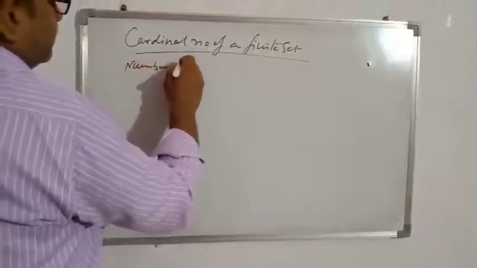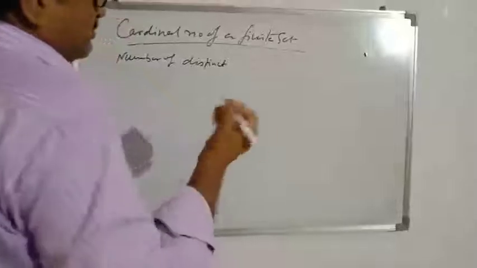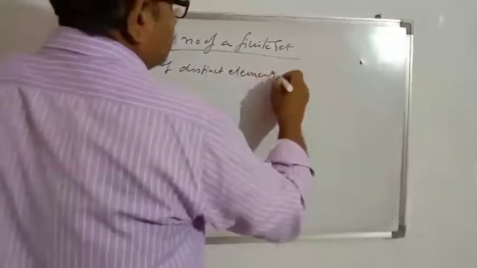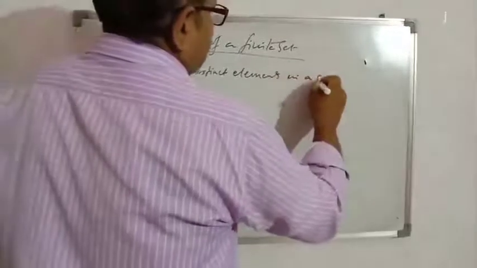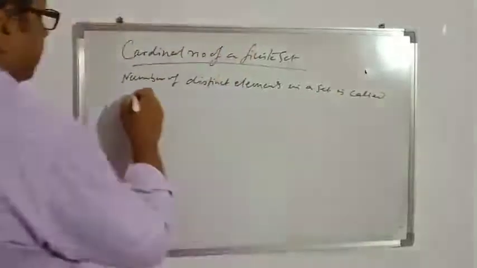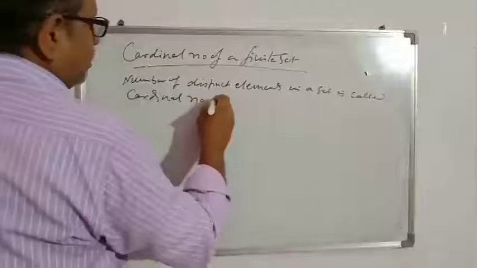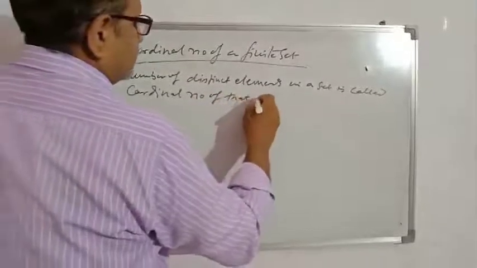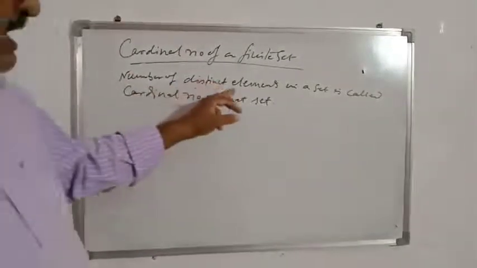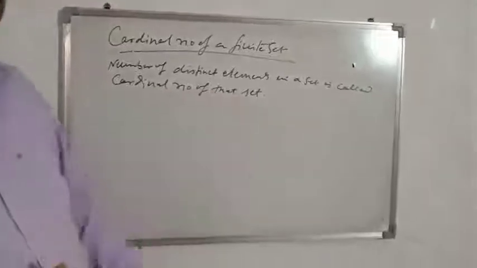Number of distinct elements, means different elements, in a set is called cardinal number of that set. Number of distinct elements in a set is called cardinal number of that set.